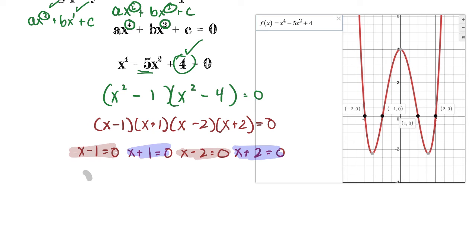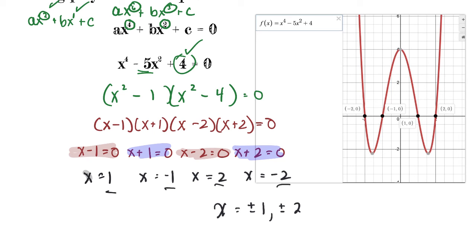And we add 1 to both sides, so x is 1, subtract 1, x is negative 1, add 2 to both sides, x is 2, subtract 2 from both sides, x is negative 2. So our solutions are, we could write it this way, plus or minus 1 and plus or minus 2. That's the same thing as just listing them singly like that. And we can see over here in our graph, indeed, those are our zeros.